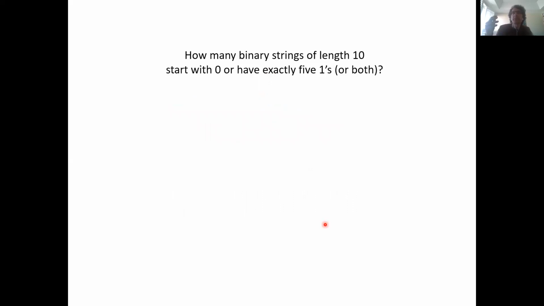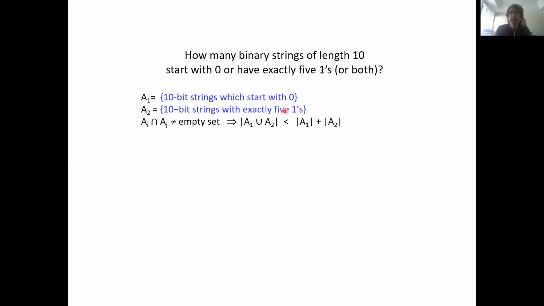How many bit strings of length 10 start with a 0 or have exactly 5 ones? Again, it's not an exclusive OR, so it's okay if a string satisfies both of these properties. All right, so 10-bit strings starting with 0 are one set. 10-bit strings with 5 ones are another set. And the intersection is non-empty because you can start with a 0 and have exactly 5 ones.